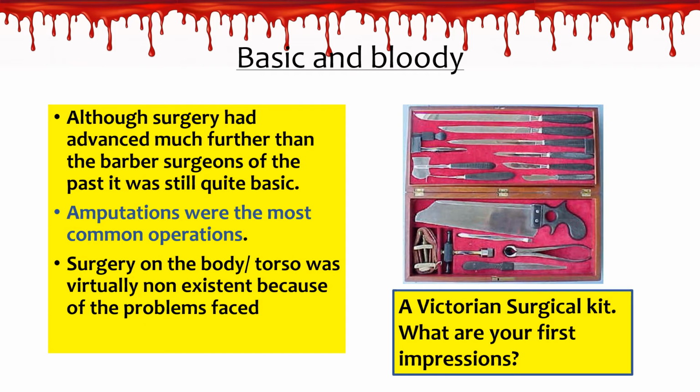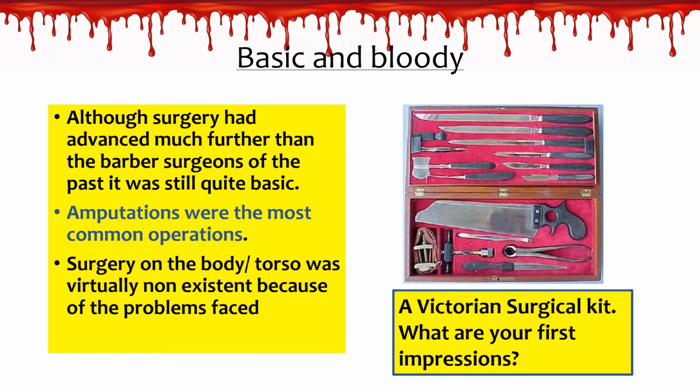Surgery had advanced much further than the barber surgeons of the past, where you'd literally go to someone's house and they just chop bits off and that was it. However, amputations were still the most common operation, because ultimately they couldn't repair limbs if they were too badly damaged. So the easiest thing was just to cut them off, because they realised that if they didn't, then they would probably get gangrene, they'd become infected, and that would lead to blood poisoning, which would kill you anyway.